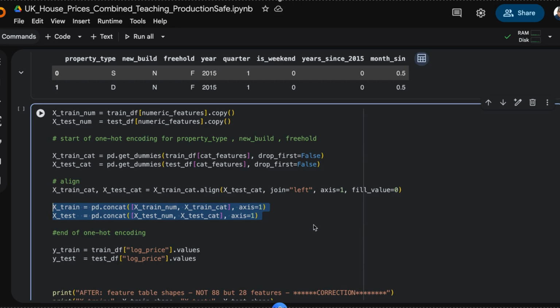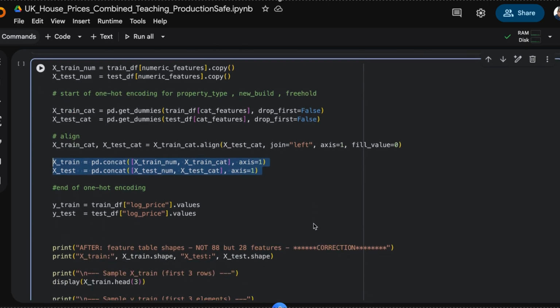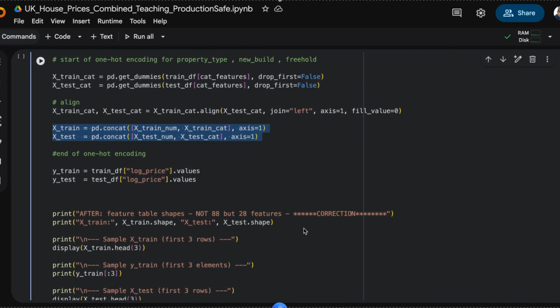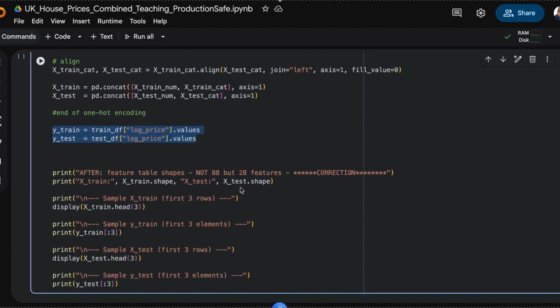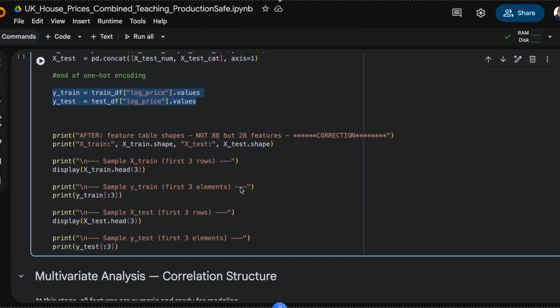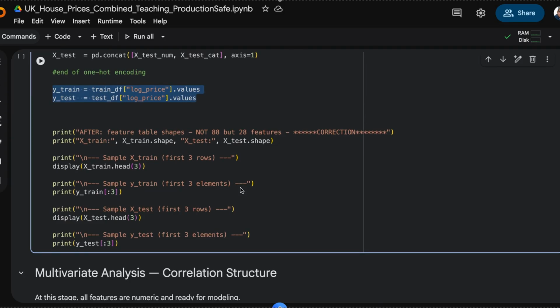This produces X_train and X_test. At this stage, every feature is numeric. The model can now process this matrix directly. The target variable is log price. We assign y_train equals training log price, y_test equals test log price. We model log transformed price for stability and reduced skewness.